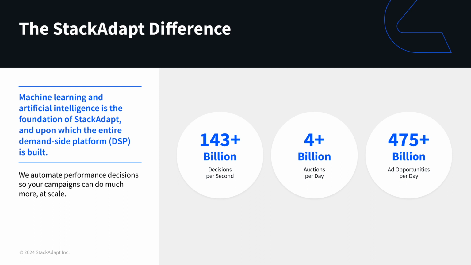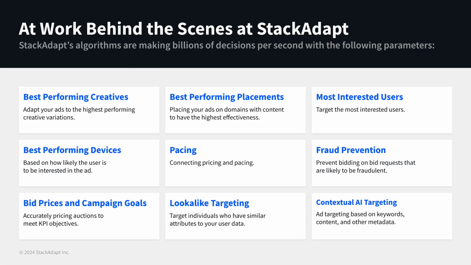We make about 140 plus billion decisions per second. We're entering over 4 billion auctions per day, and we're being offered nearly 500 billion ad opportunities per day as well. In order to decide which of those auctions and ad placements is best, we're taking a lot of different factors into consideration simultaneously, within milliseconds, and allowing that machine learning algorithm to make those decisions for us.